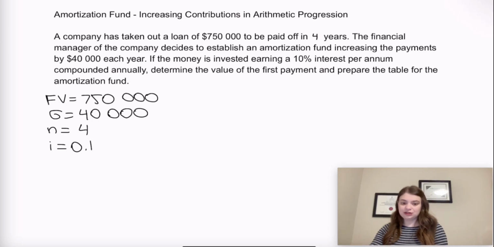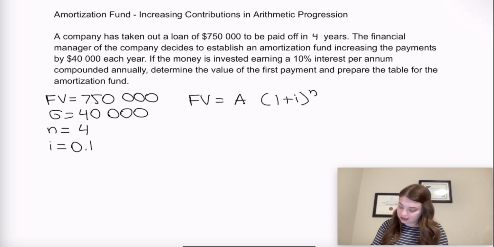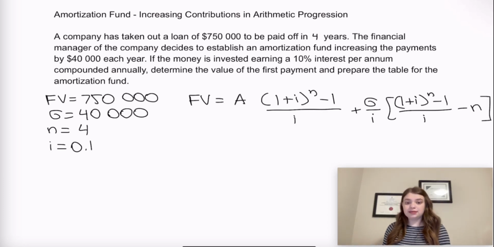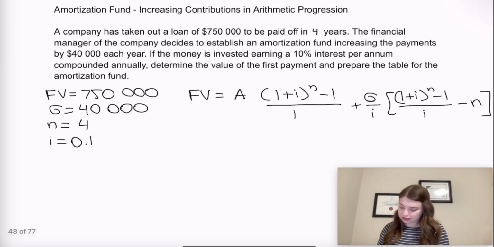So just a reminder, how do we do that? Well, that equation states that the future value is equal to the first payment times (1 plus I to the power of n minus 1) all over I, plus G over I times ((1 plus I to the power of n minus 1) over I minus n). So now I'm going to plug in the values we have, because we have all of these values given to us in the question, except for A, which is the first payment, and that's what we're trying to figure out.